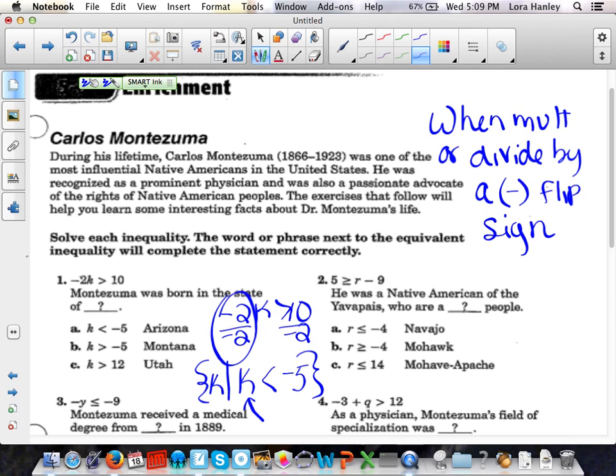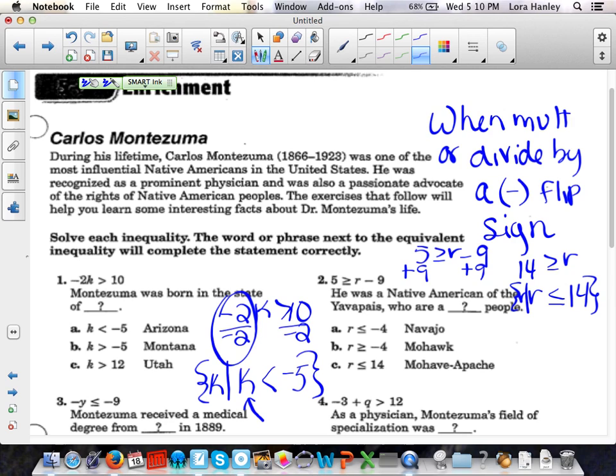Also, for number 2, it's a little different setup. We have 5 is greater than or equal to r minus 9. Well, in this case, what's happening to our variable is subtraction. So I want to do the opposite, and I want to add 9 to both sides. When you get your answer, we end up with 14 greater than or equal to r. Now, we didn't divide by a negative or multiply, so we didn't have to do any sign switching. We just now want to flip it so that my variable is on the left, and when you flip it, you're flipping everything. So r goes on the left, greater than or equal to becomes less than or equal to, and then we have our 14. And of course, you can use set builder notation if you would like to.